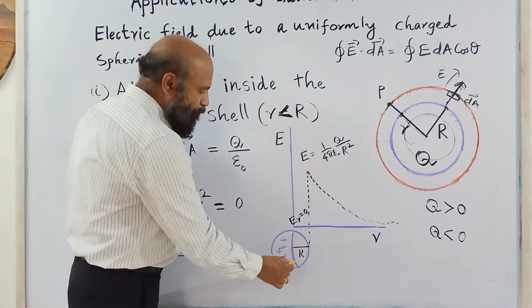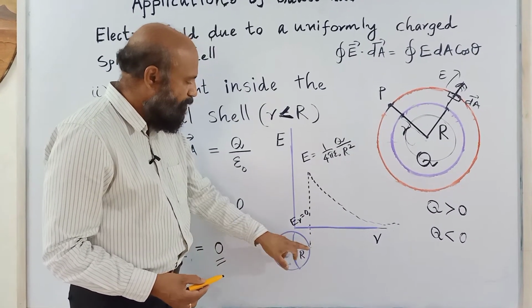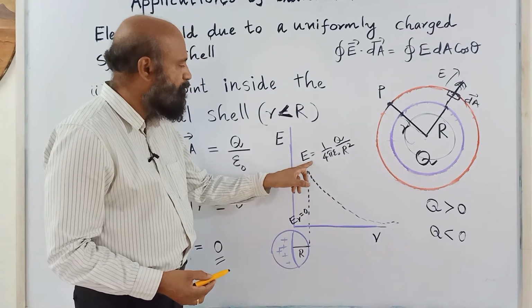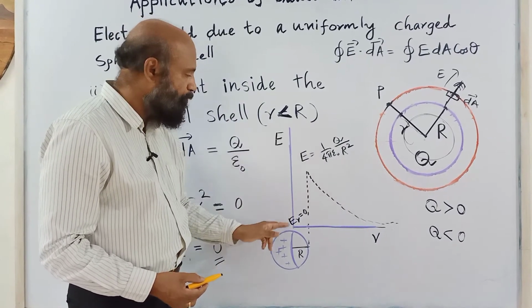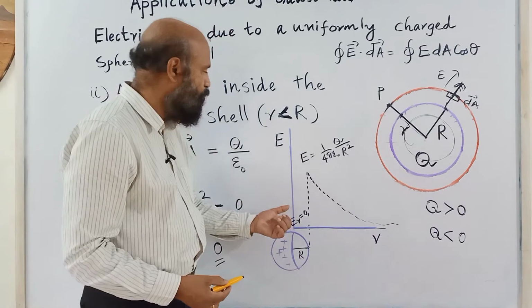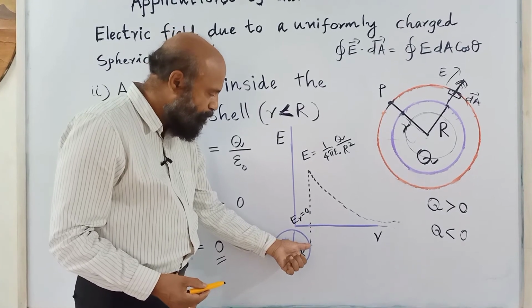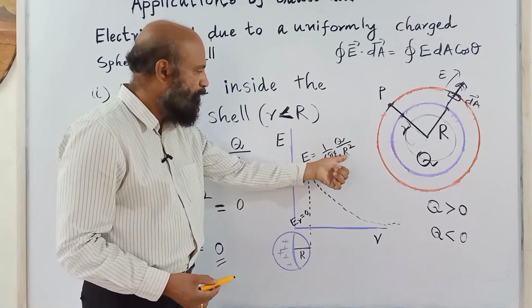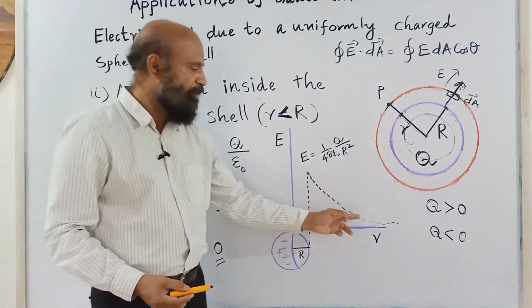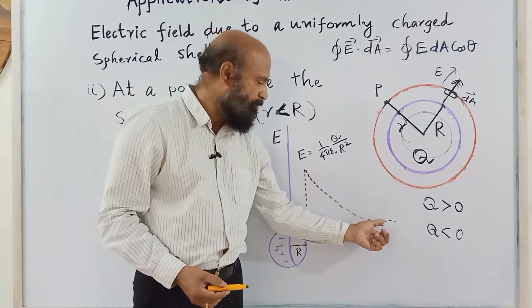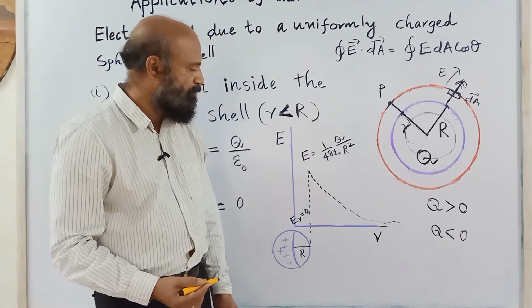Now a graph is plotted. This is the spherical shell carrying a positive charge. On the surface of the sphere, intensity is 1 by 4 pi epsilon 0 Q by R square, which is the maximum. In this graph, the x-axis marks distance and the y-axis marks intensity. On the surface of the sphere, intensity is maximum. After that, as r keeps increasing, the intensity keeps decreasing. So this is the relation between intensity and distance.